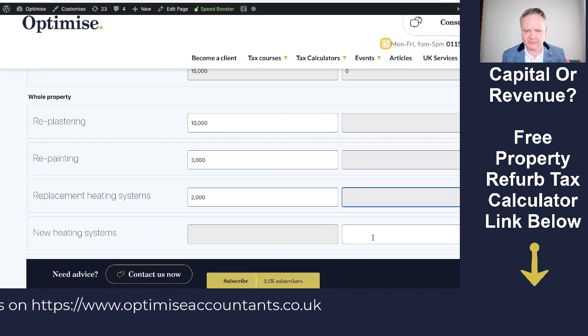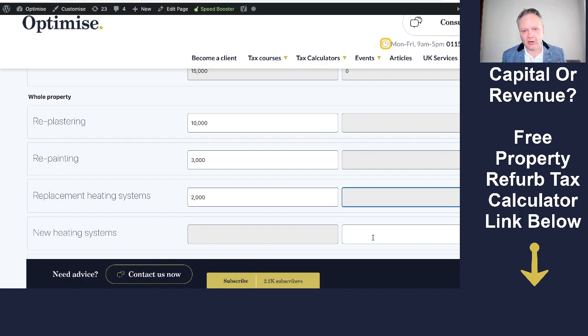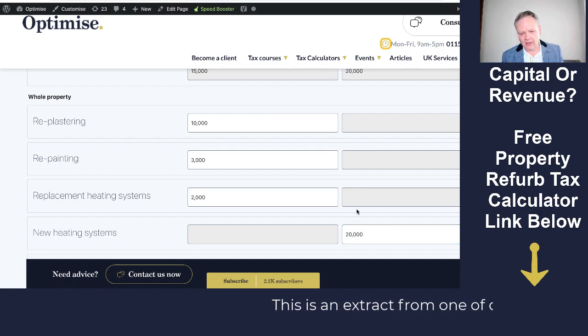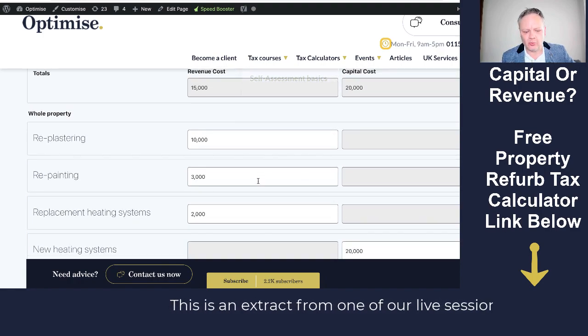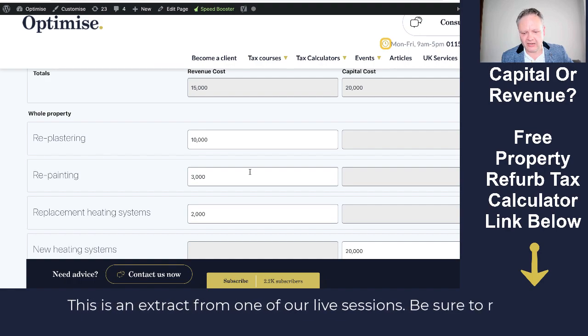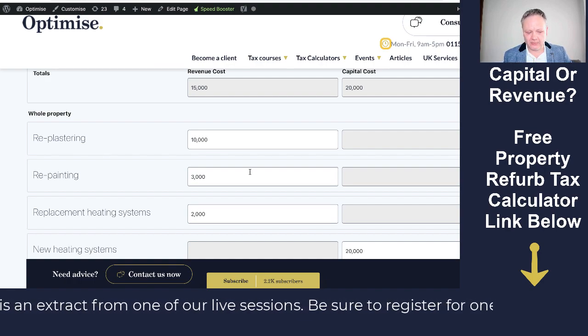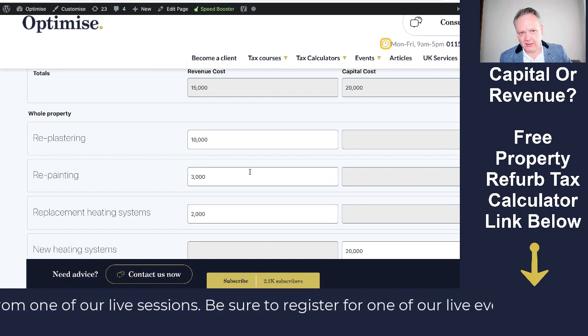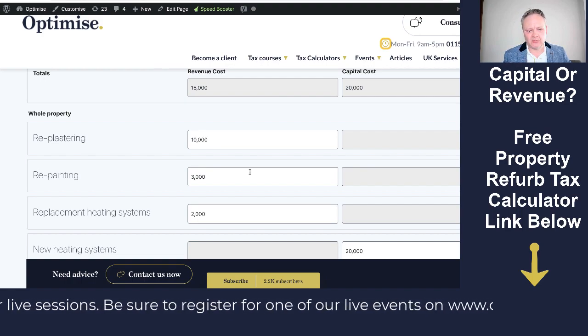New heating systems, so a cost that's never been in place before. So you may have a very old house that didn't have central heating as an example. So new central heating, let's put in there 20,000. That's not going to be cheap, is it? Then straight away it will tell you what costs are going to be revenue and capital. So hopefully that's going to be useful just to help you understand when you're working with your accountant and saying, well, which costs go where.